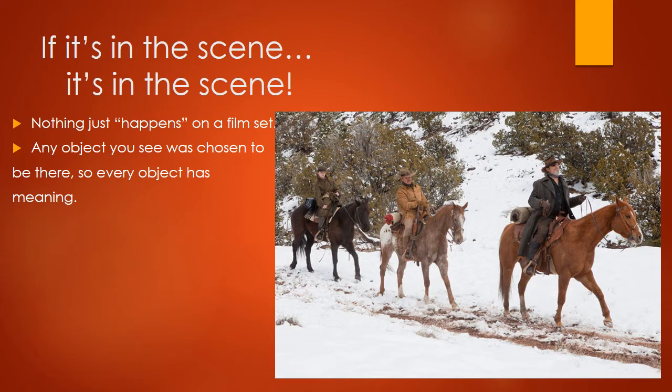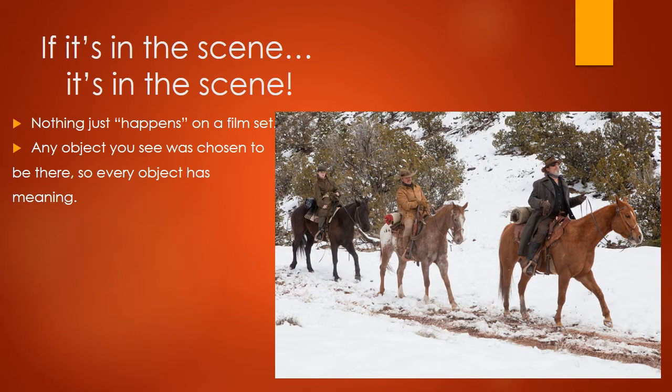Consider that nothing just happens on a film set. Everything is put there for a reason. Every object that's in the scene was placed there by a props master or an assistant, a grip, maybe by a cinematographer. Anything that you see was chosen out of many different possibilities and put there. And therefore every object has some sort of meaning. Nothing happens by accident, or if it does happen by accident, that's not ideal.